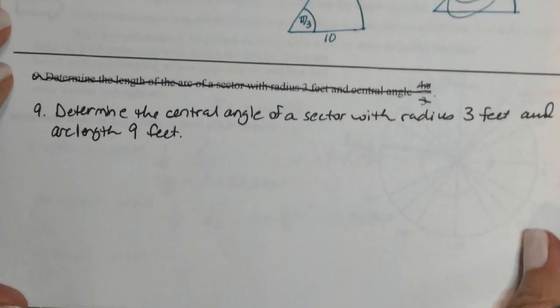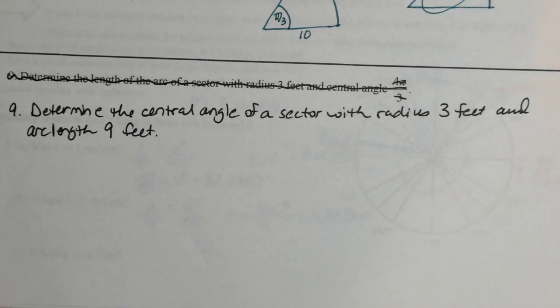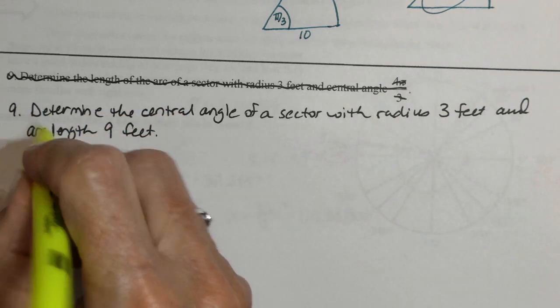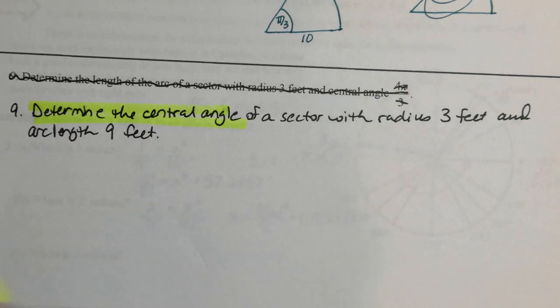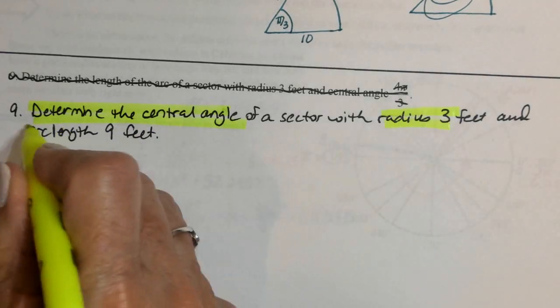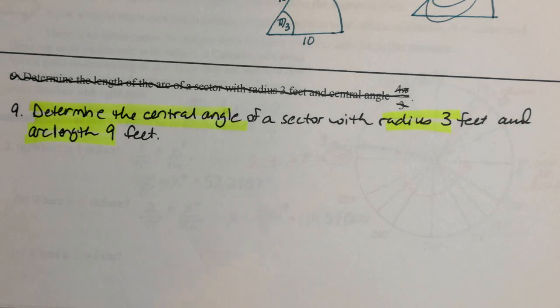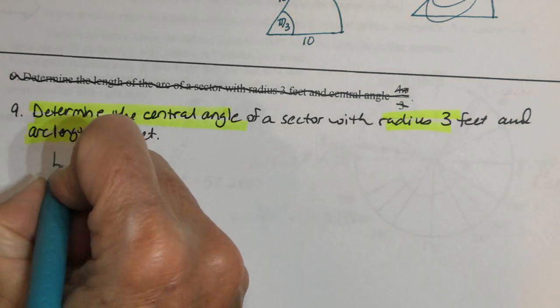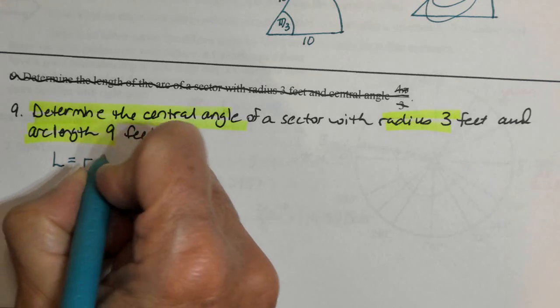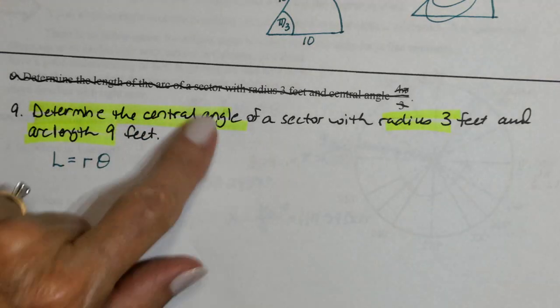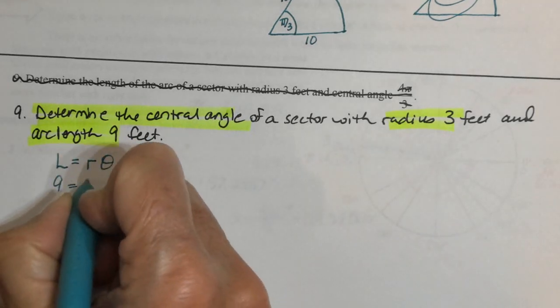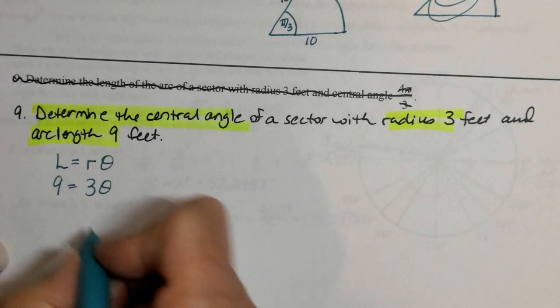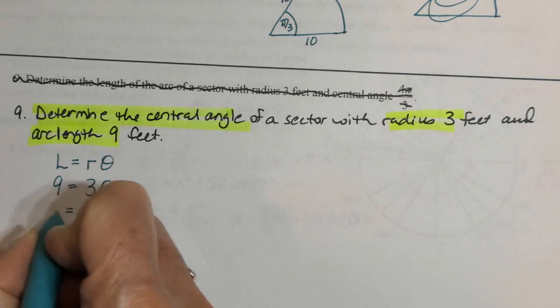Determine the central angle. I changed this problem after I was making my key for the notes. Determine the central angle of a sector with radius 3 feet and arc length 9 feet. So set up your formula. Arc length is r times theta. This time I'm looking for theta. I know the radius and I know the arc length. So 9 is equal to 3 theta. So theta is equal to 3.